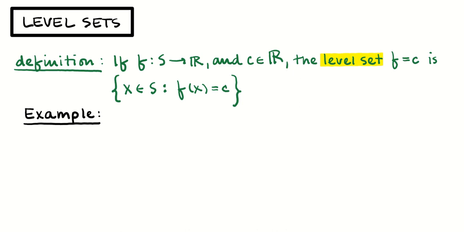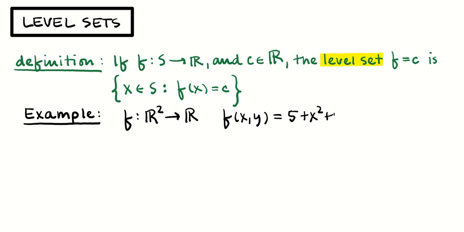Because if z is a function of x and y, suppose I'm going to have a function that takes in 2 variables and gives me back a real number with f of x and y equals 5 plus x squared plus y squared. Okay, we just looked at that. We drew a picture of it. I'm going to want to go back and look at it in a moment.